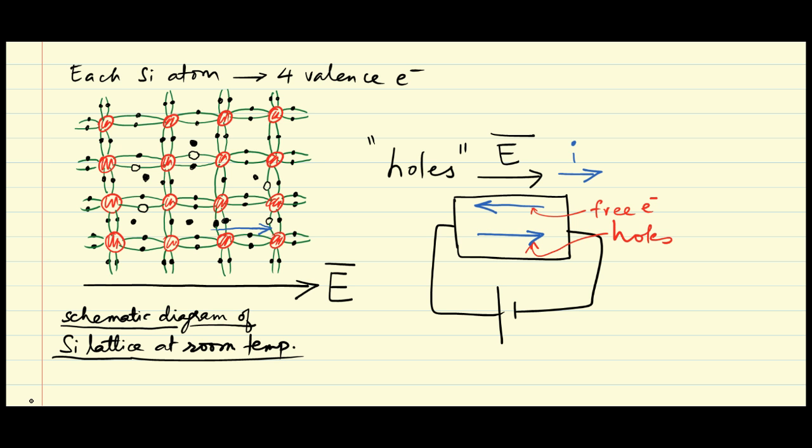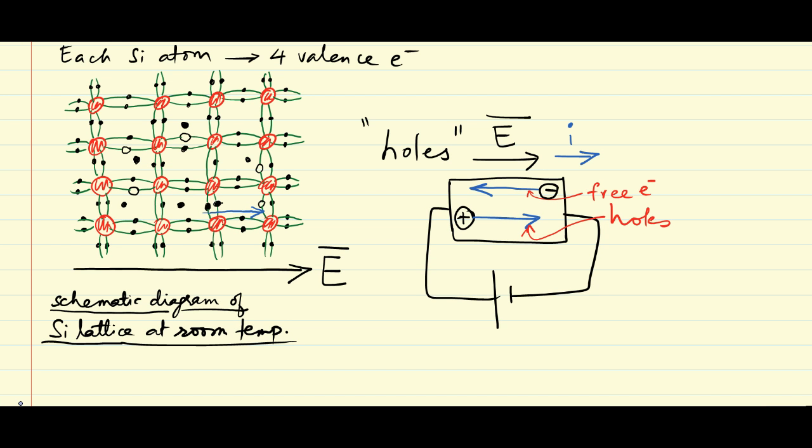And so in a nutshell, the electric current in a semiconductor has two components. Number one, the free electrons, which are negatively charged, moving against the field, and the holes, which are positively charged, moving with the field.